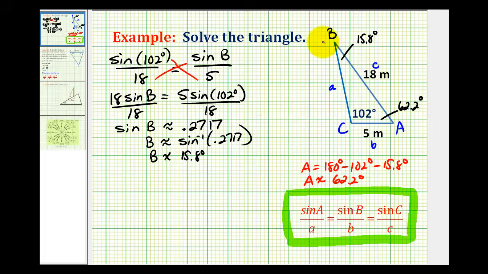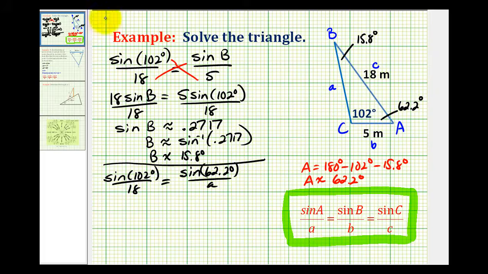So we have one more length to determine. We need to determine the length of side A. So we'll go back to the law of sines. We're going to go back to the same ratio of sine C divided by C. So we'll have the sine of 102 degrees divided by 18. But to determine the length of side A, we'll have the sine of 62.2 degrees divided by A. And again, we'll cross multiply and then solve for A.